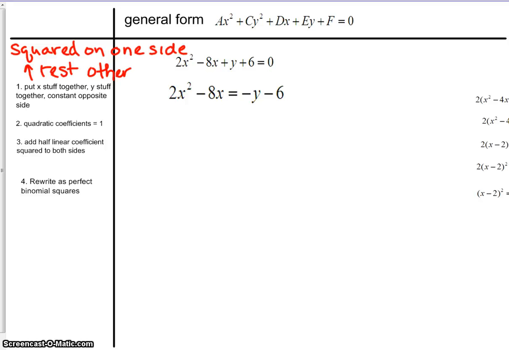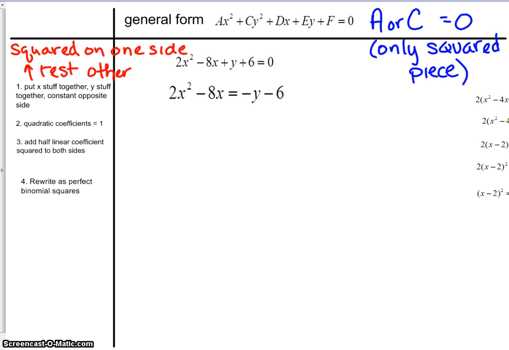Now, I should go back and say that how I'm going to know that I have a parabola looking at my general form is that A or C is going to equal 0, one of those two. Or we can talk about it as only one squared piece. Either x is squared or y is squared, but not both of them. So now when I go into that next step of getting my quadratic coefficient to be equal to 1, there's only one squared piece, so I only have to worry about getting my x squared piece having a coefficient of 1.